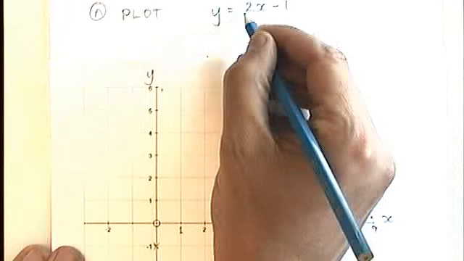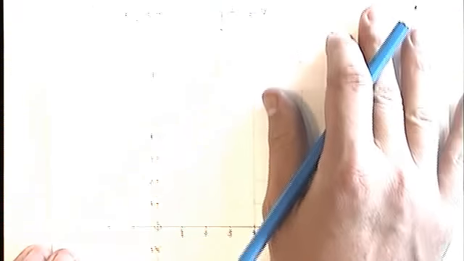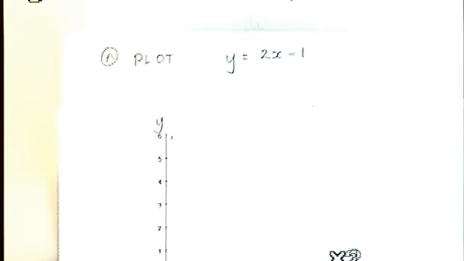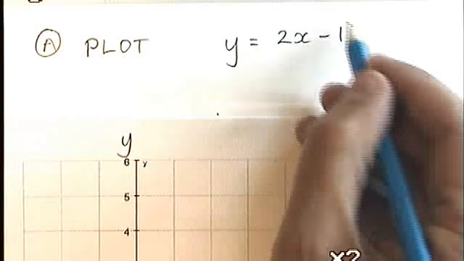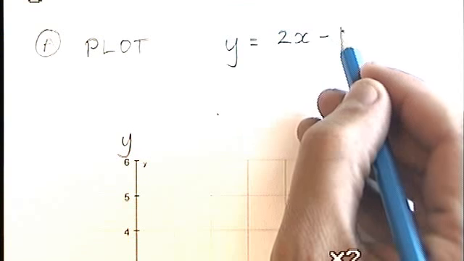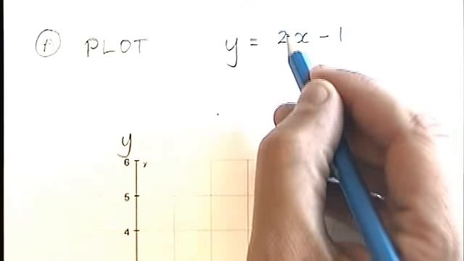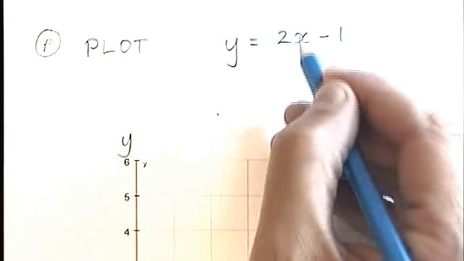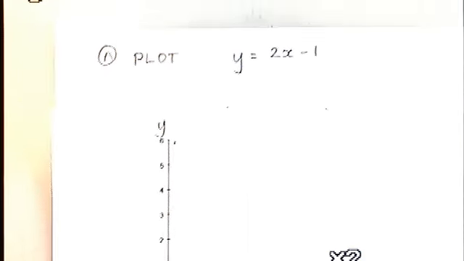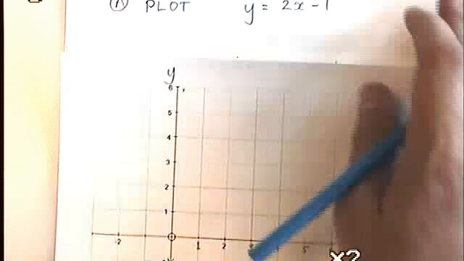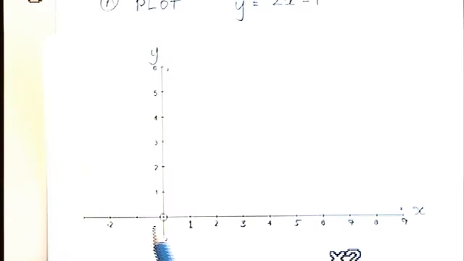Then what it says is that the gradient is 2. If we focus on this formula just for a minute, there are two numbers here. The one at the end on its own is the y-intercept, that's minus 1, we've already used that, and the one next to x, the coefficient of x, is called the gradient, and that is what we're going to use next. So we've used the minus 1, there it is, I've plotted it already.